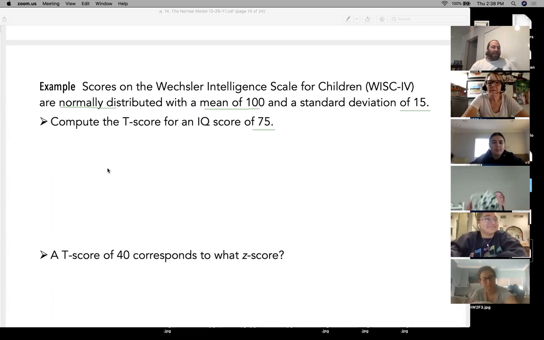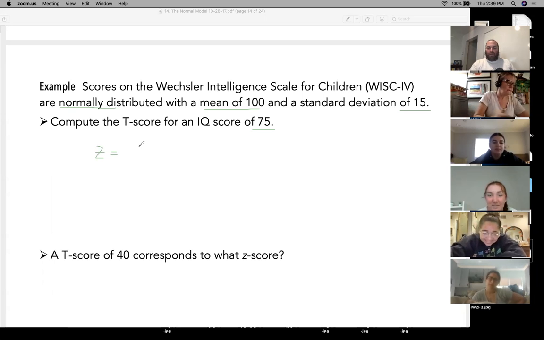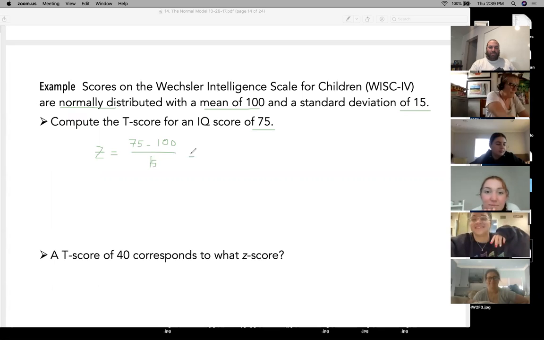So, how do I find the Z-score? You can't get to the T-score until you get the Z-score. What's the formula for the Z-score? I gotta keep looking back. I don't have it memorized yet. Is it 75 minus 100 over 15? Yes, 75 minus 100 over 15. Awesome. Now, what is 75 minus 100? Negative 25, over 15?